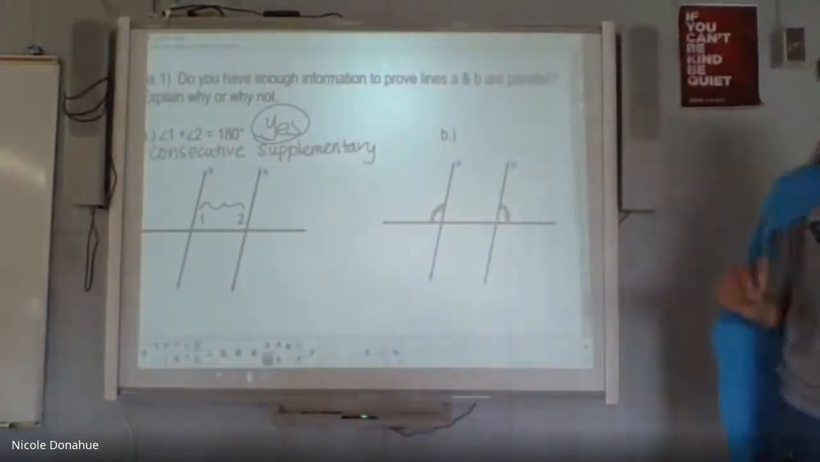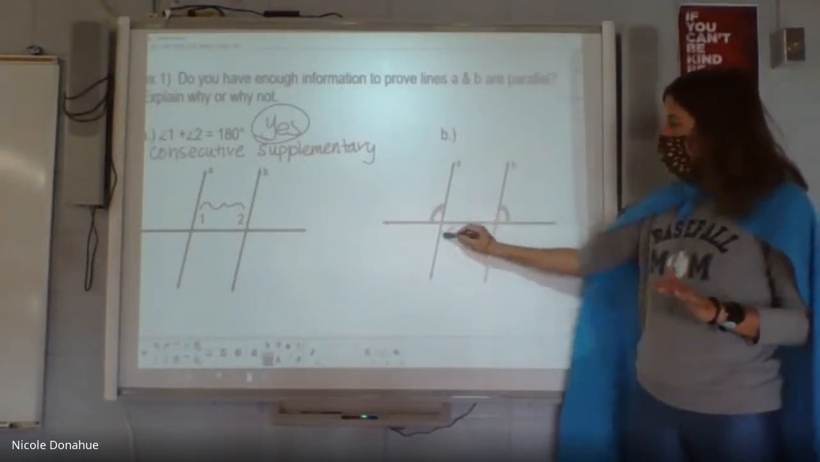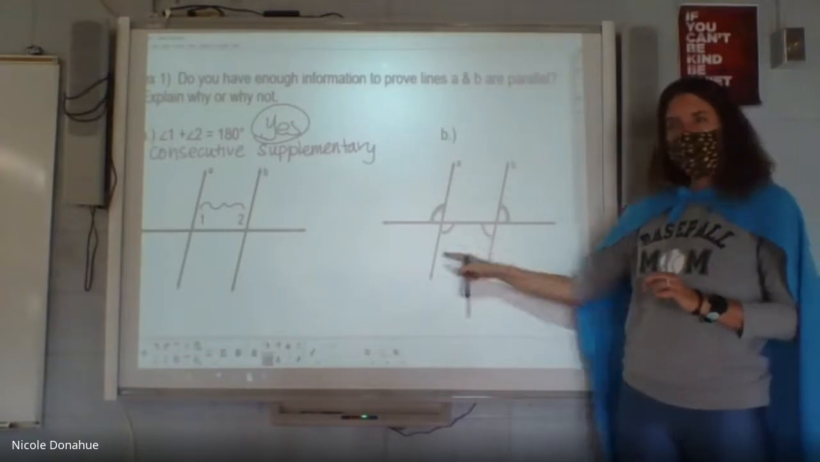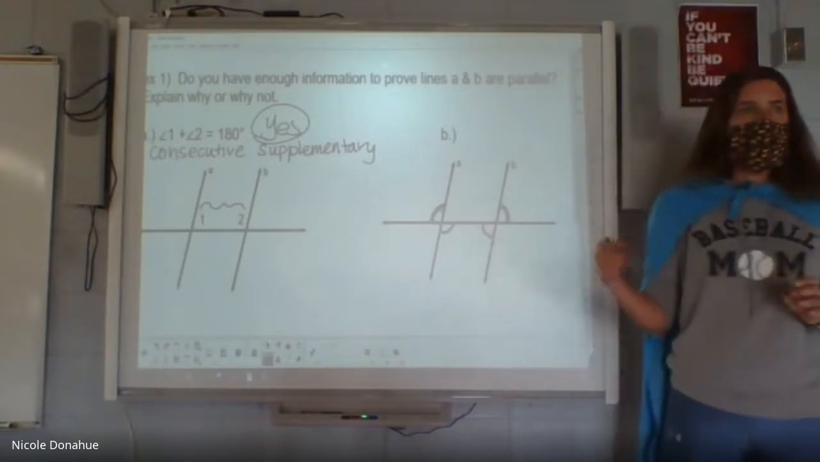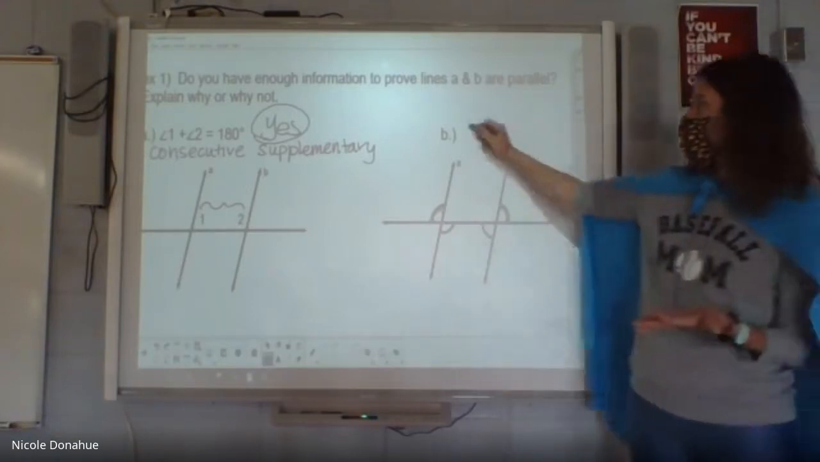Now, some of you might be saying, well, I know those two are equal, then I know these two are equal. But there's no rule that says these two are equal. So we don't have enough information in this case. So this one is no.